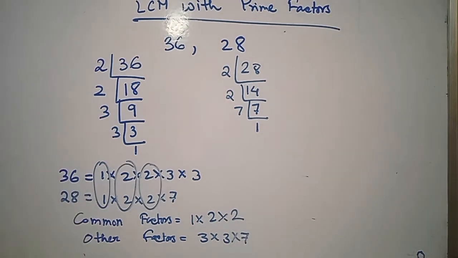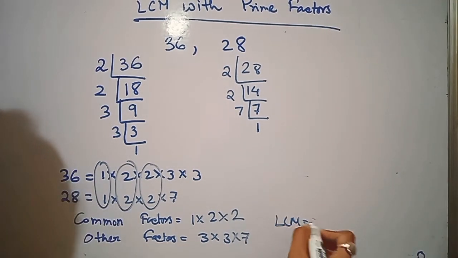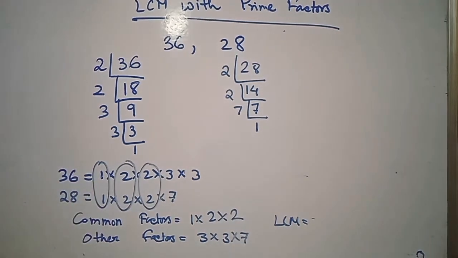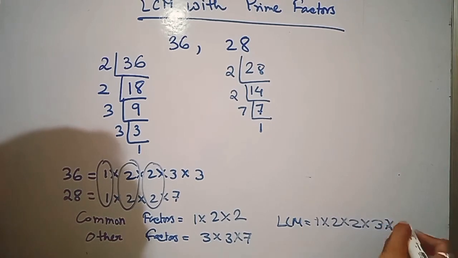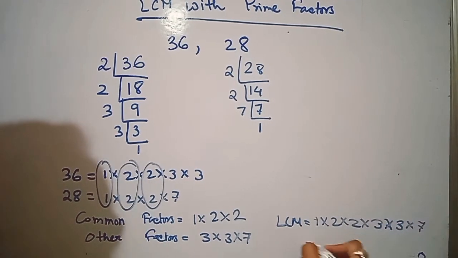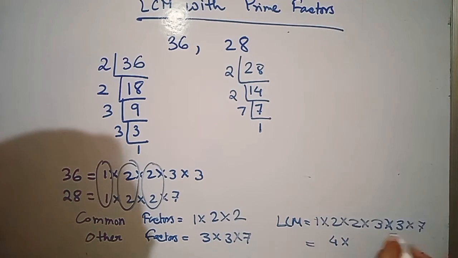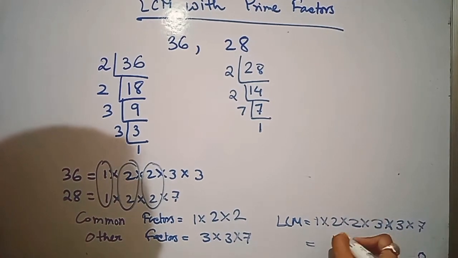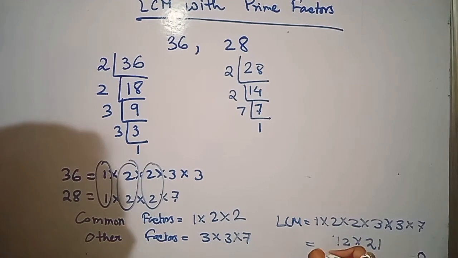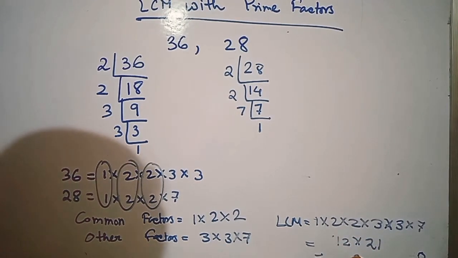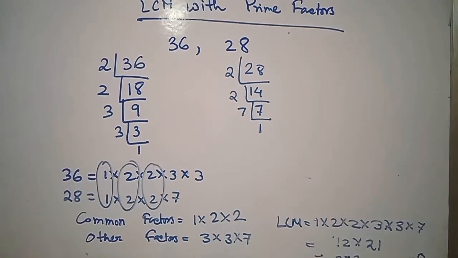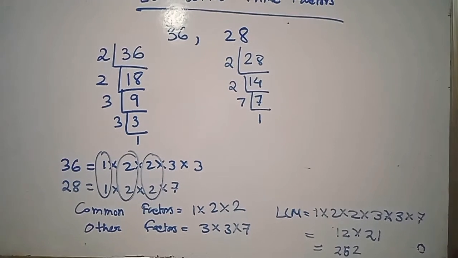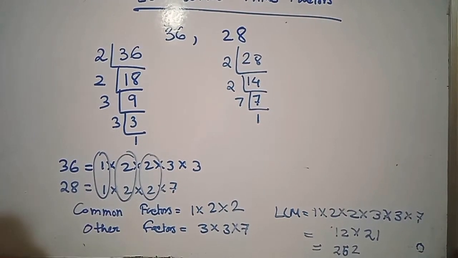So to write the LCM, we have to write the common factors as well as the other factors. That is 1 into 2 into 2 into 3 into 3 into 7. So this will be 4 into 3, that is 12, into 21. So this will be 252. So my answer will be 252. I am showing you, see, this will be my answer. So this is the method to find LCM with the help of prime factors.